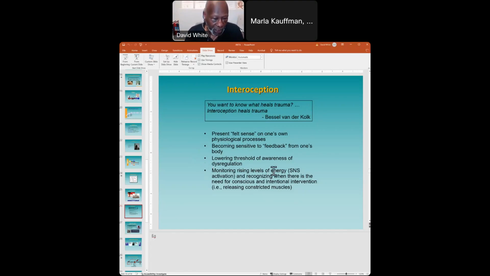Monitoring rising levels of energy. So you're paying attention to your sympathetic nervous system, recognizing when there's a need for conscious and intentional intervention. So it's releasing the constricted muscles.